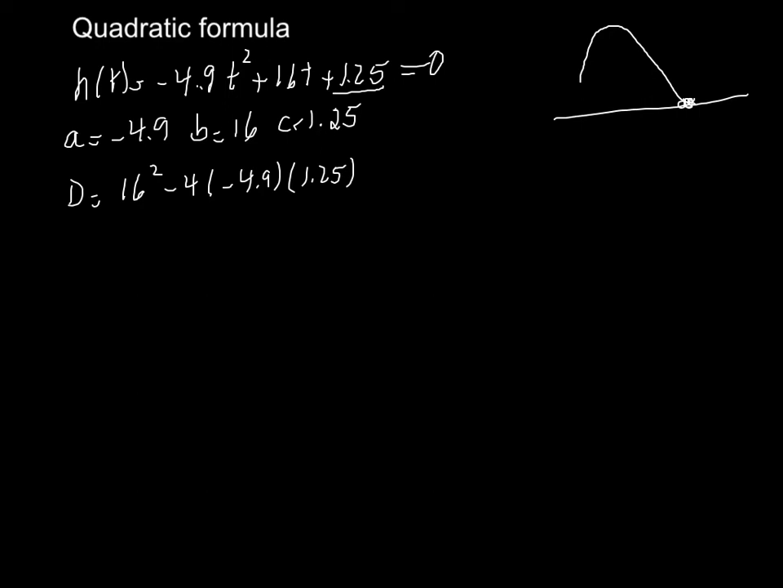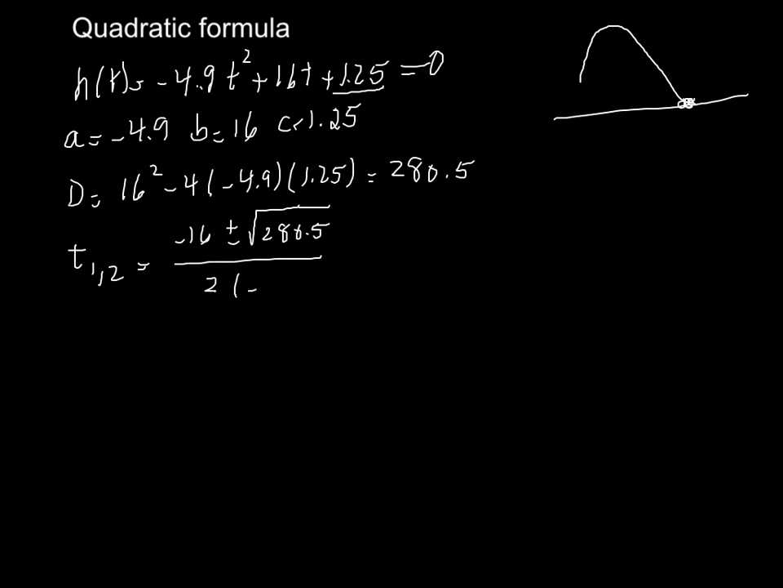So our discriminant d is b squared, which is 16 squared, minus 4 times a, which is negative 4.9, times 1.25. If we simplify this b squared minus 4ac, we get 280.5. So our roots t1 and 2 are minus b, which is minus 16, plus or minus square root of 280.5 divided by 2a, which is 2 times negative 4.9.